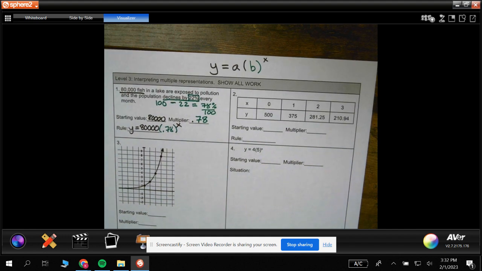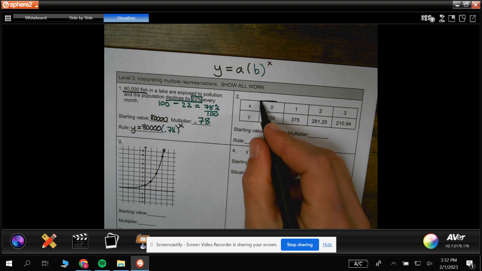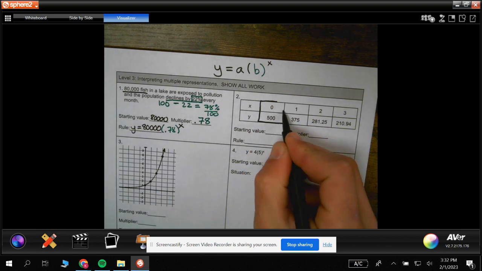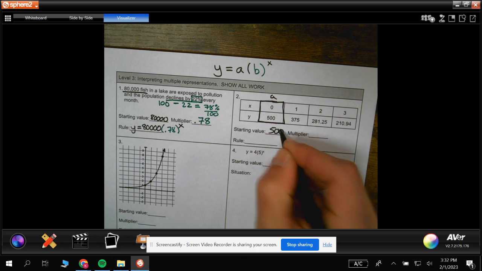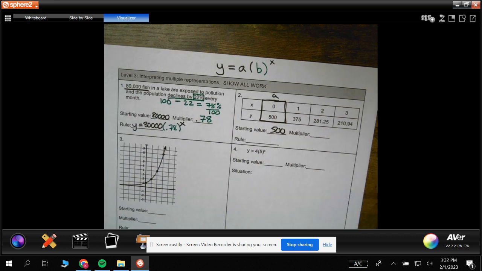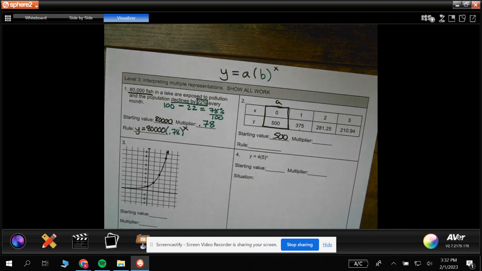Great. Let's look at number 2. My starting value is when x is 0. So that's right here. This is my starting value. So my starting value is 500. Now, what's my multiplier here? Well, it's hard to tell. 500 times what equals 375?